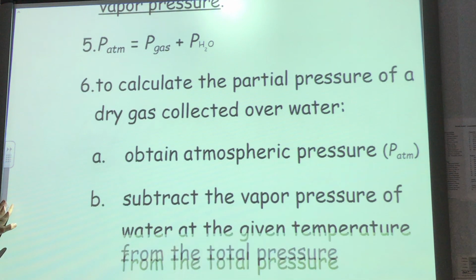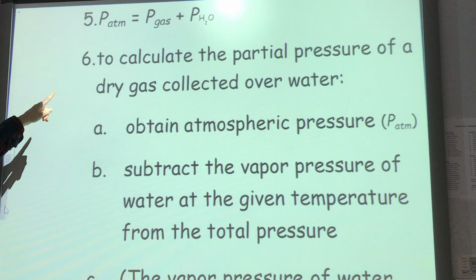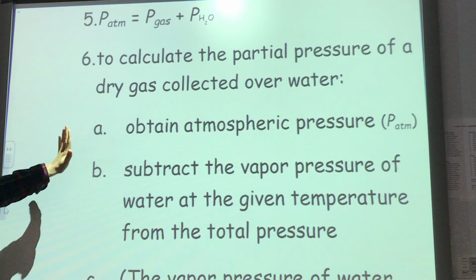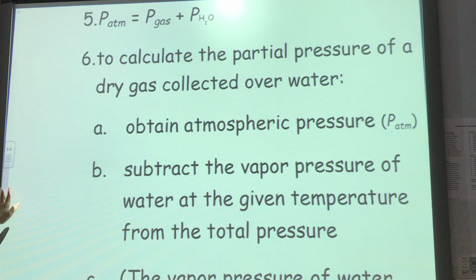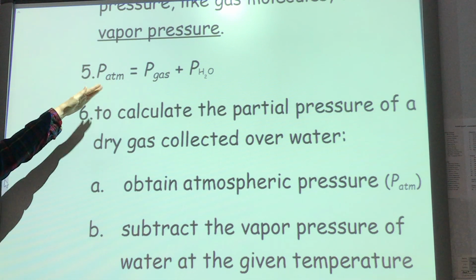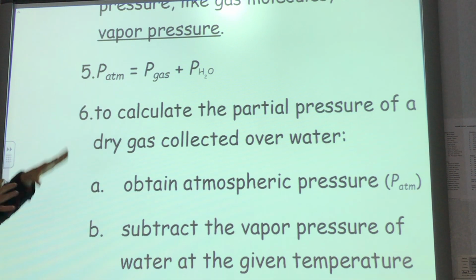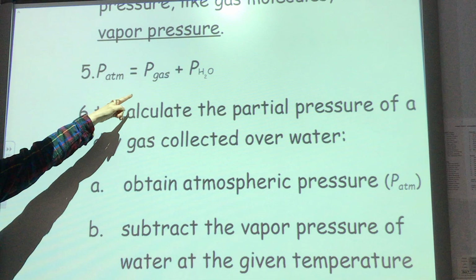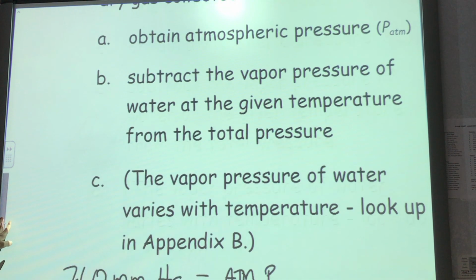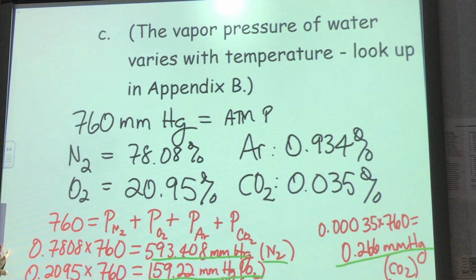All right, so this tells you about calculating the partial pressure of a dry gas collected over water. This is the part that you don't have to know. You do have to know this part, that the total atmospheric pressure once this gas is collected is equal to the pressure of the gas plus the pressure of the water. Okay, this next one is purely a problem about partial pressure and Dalton's law, but it's pretty easy to understand.